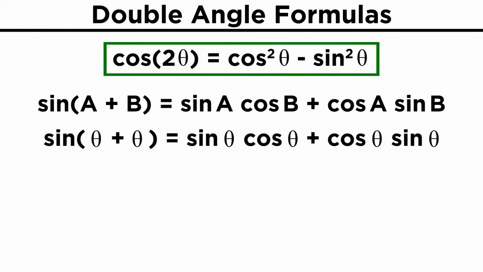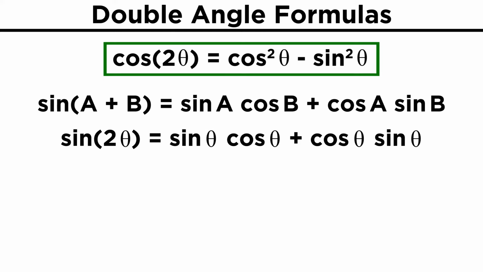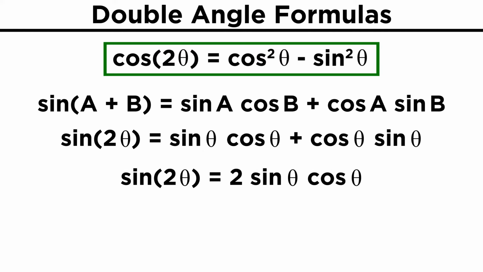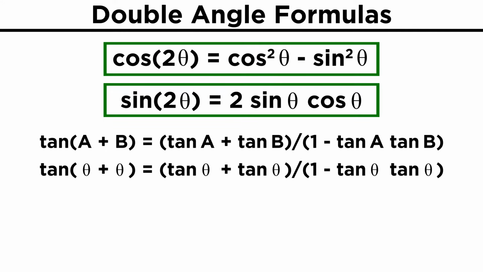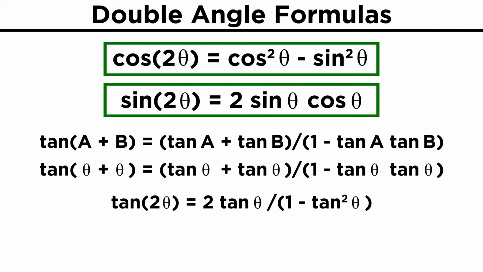If we do the same for sine, we get the sine of 2 theta equals sine theta cosine theta plus sine theta cosine theta. So that's 2 sine theta cosine theta. Lastly, for tangent, we get tangent 2 theta equals 2 tangent theta over 1 minus tangent squared theta.